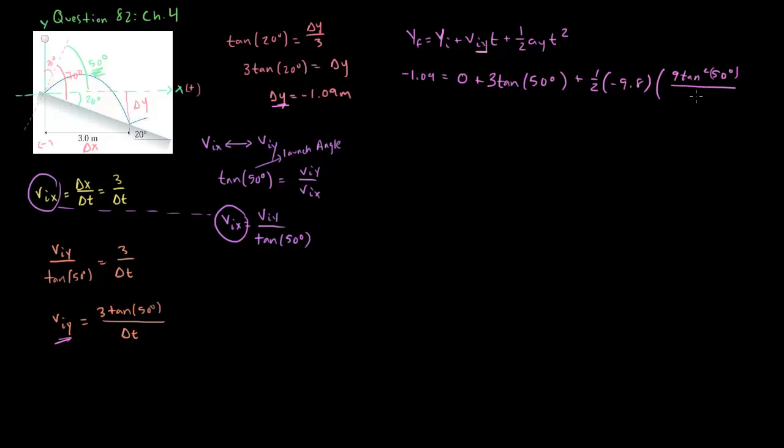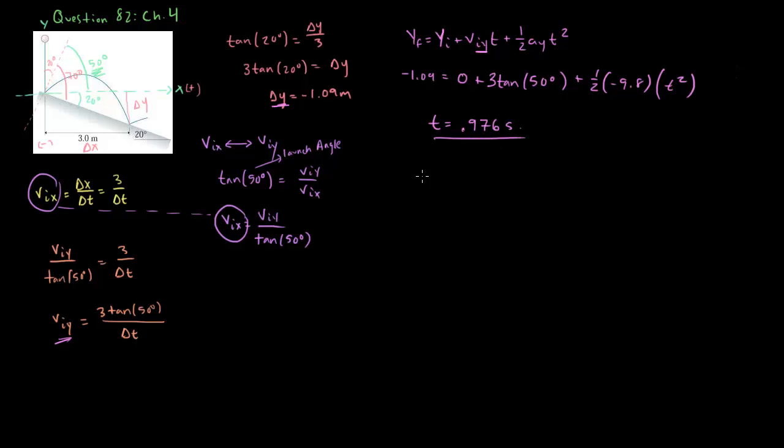Oh, sorry, I should not be substituting in. That's my fault. That should just be times delta t squared, right? So times t squared. And I can go ahead and solve for t. When you solve for t, you should get that your time is going to equal 0.976 seconds. Now that's my t.